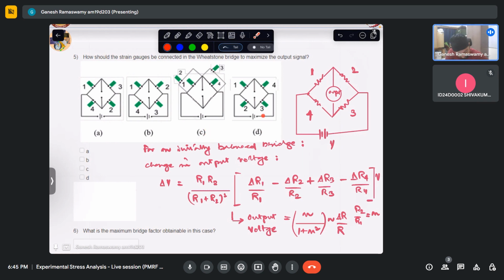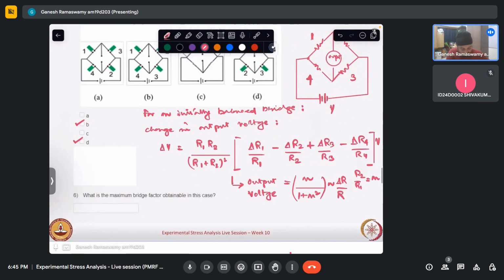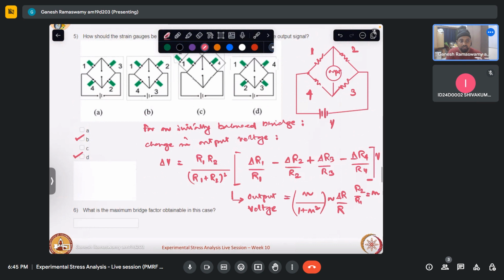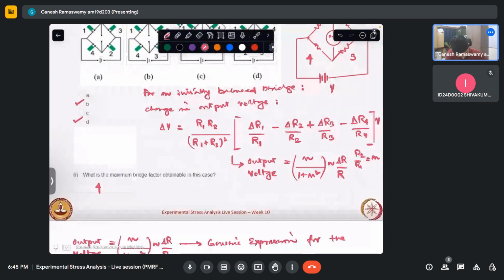If we go to option D, it is nothing but C in another form, where we have switched 2 and 4. And this switching, we very well know, doesn't make any difference to the output, so it is anything different than B. So B and D give us the maximized output. And what will be the maximum bridge factor that is obtainable? We will get 4 times the output if the strains are similar and opposite in equivalent nature. That is the maximum we can get out of this.